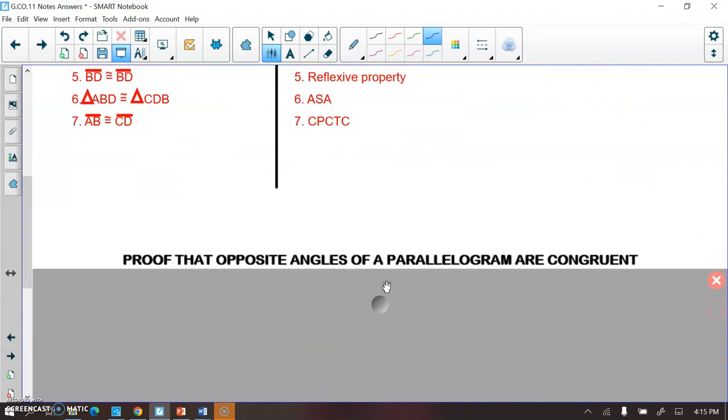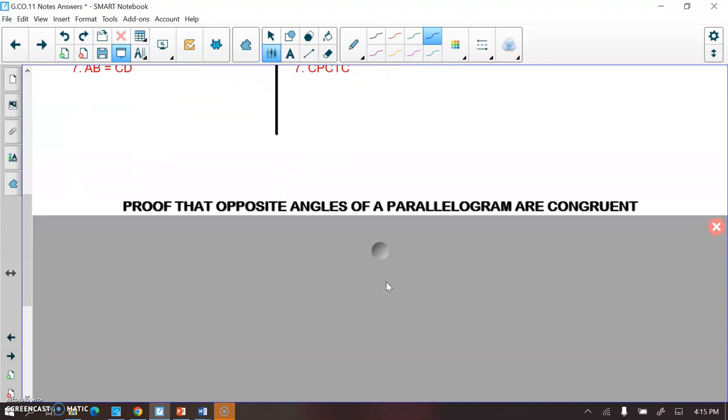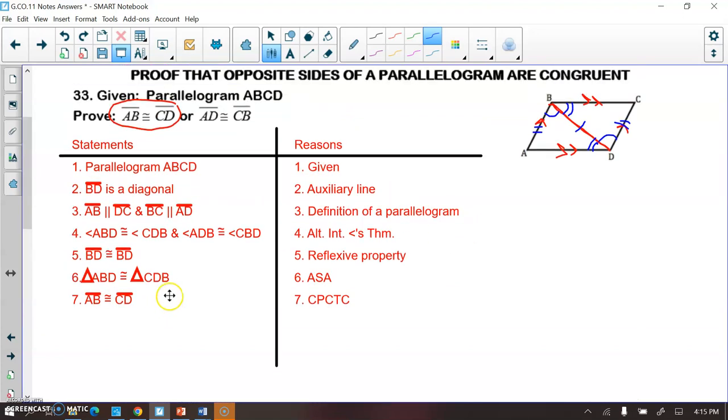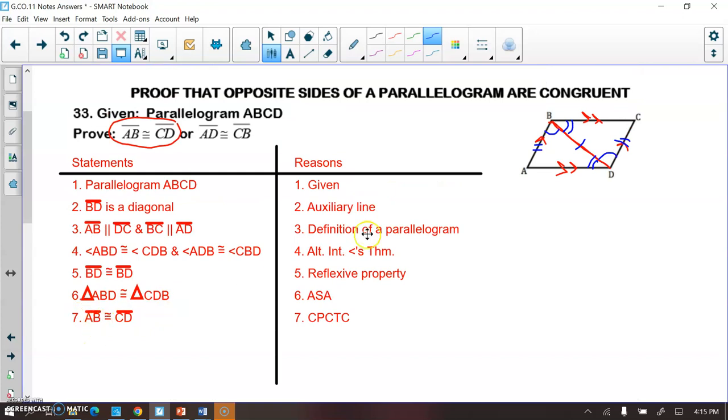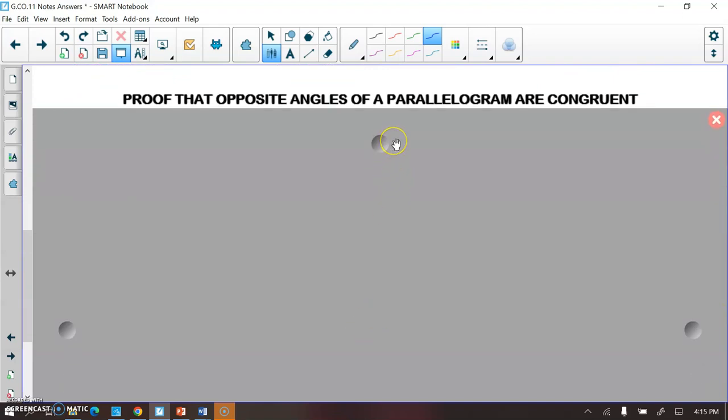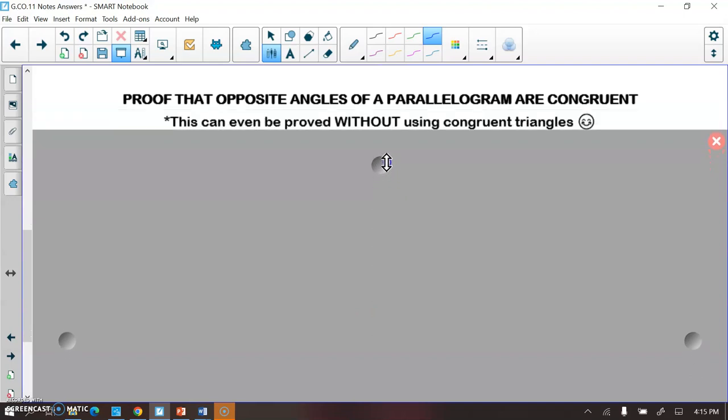So we are going to now prove that the opposite angles of a parallelogram are congruent. You can use this same exact proof and then just at the very end say angle A is congruent to angle C by CPCTC, but I'm going to show you a different way to prove that the opposite angles are congruent. We're going to prove it using congruent triangles, but there is a way to prove it without using congruent triangles, and I'm going to challenge you guys to do that for your worksheet.